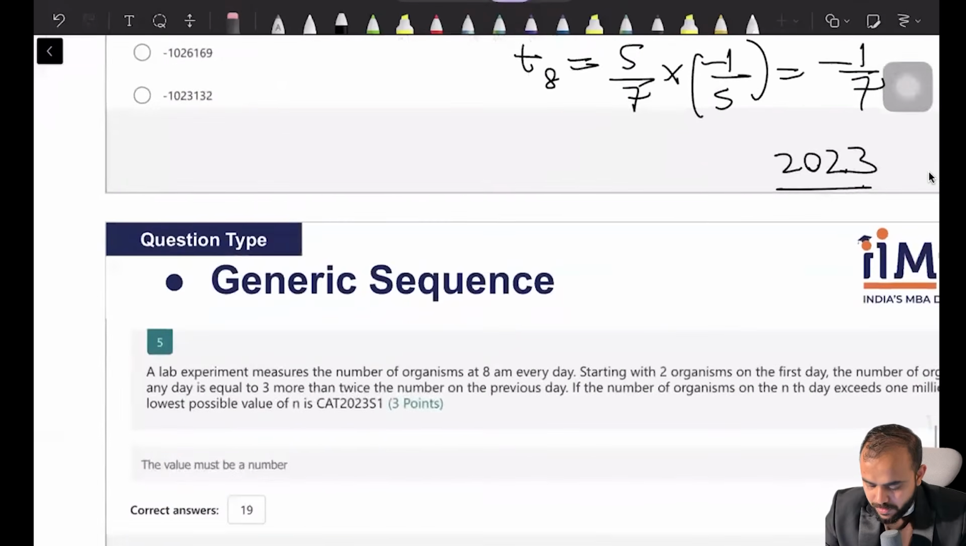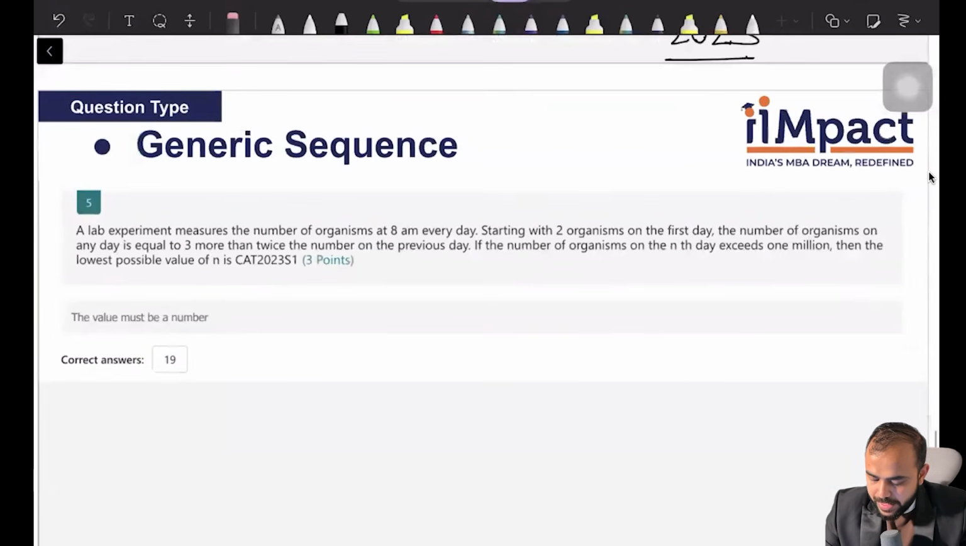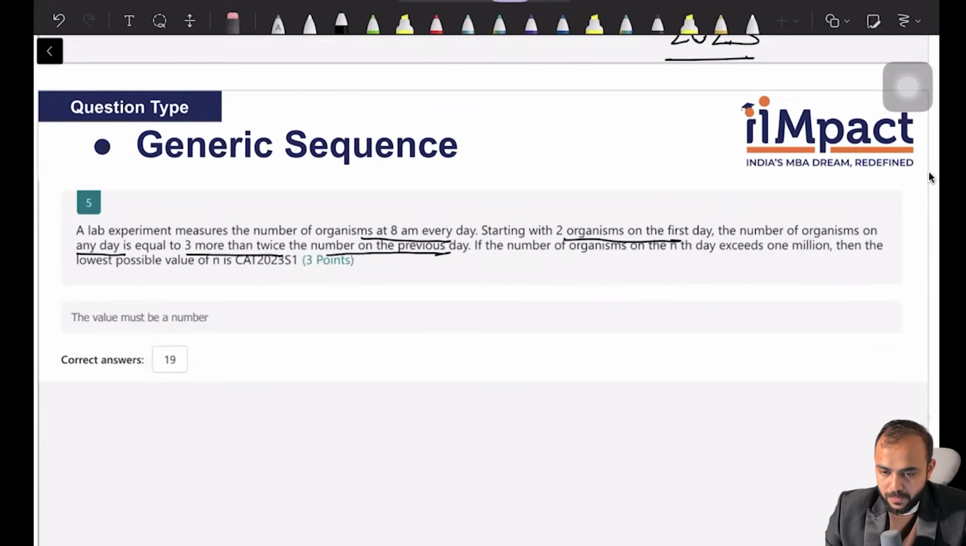All right. Let's look at one more example. A lab experiment measures the number of organisms at 8 a.m. every day, starting with 2 on first day. The number on any day is equal to 3 more than twice the number on the previous day. All right, which means that Tn is equal to 3 plus 2 times Tn minus 1.